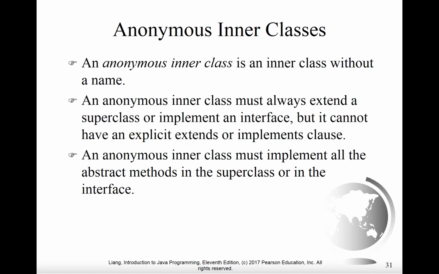Such an anonymous inner class is still going to be extending a superclass or else implementing an interface, but it won't be able to have explicit extends or implements clauses in this case. Any abstract methods that might exist in the superclass that an anonymous class is extending, or in an interface that the anonymous class implements, have to be provided implementations in the anonymous class.